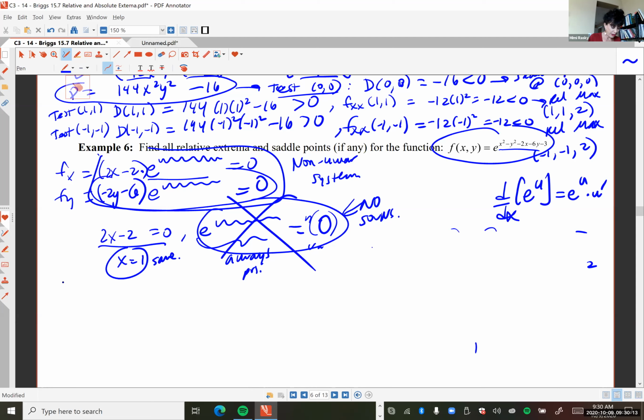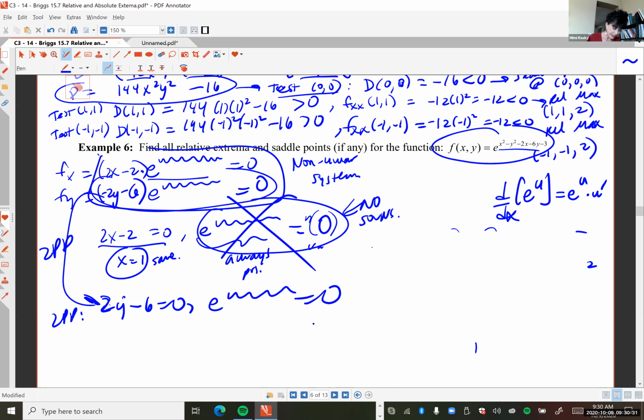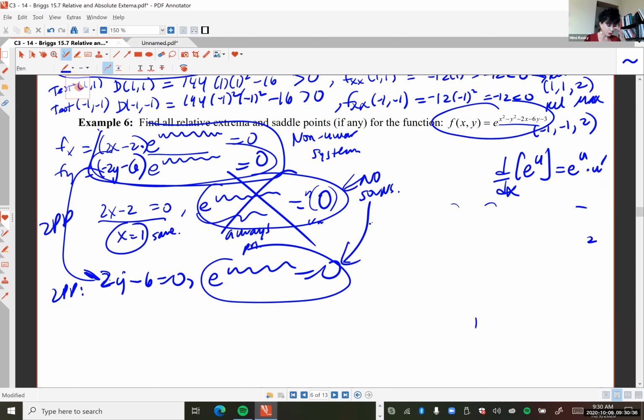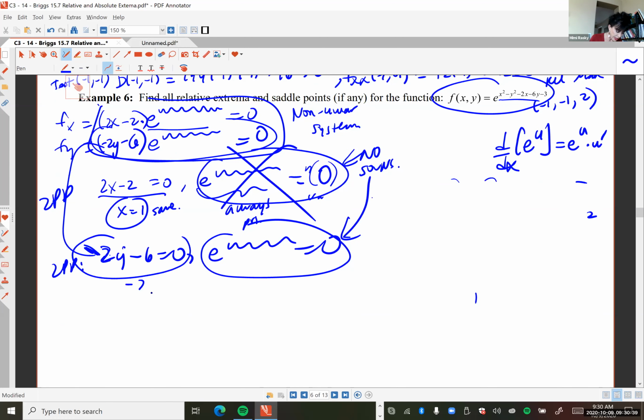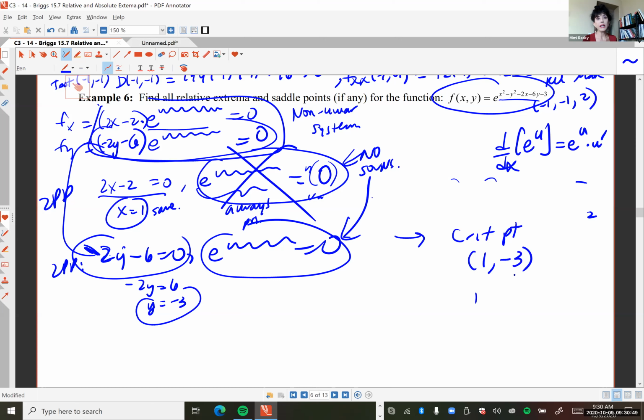Now you're going to look at the fy. So you're going to apply the ZPP, the zero product property, again. It basically says the negative 2y minus 6 has to equal 0, or the e to the blah, blah, blah has to equal 0. We already agreed that this thing here is always positive. It's impossible for e to the blah, blah, blah to equal 0. There's no solutions. However, over here, if you add 6 to both sides, you'll get y equals negative 3. So there's only one critical point for this problem, and it's located at (1, -3).